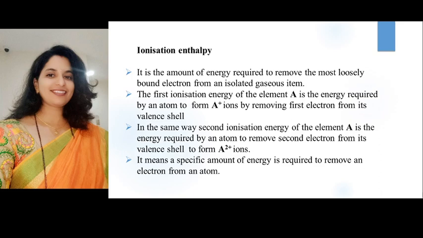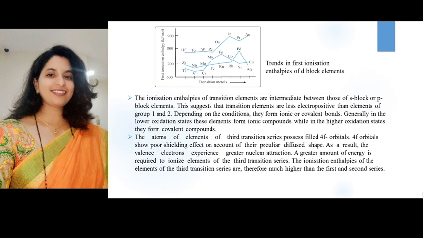In the same way, the second ionization energy of the element A is the energy required by an atom to remove the second electron from its valence shell to form A2+ ions. It means a specific amount of energy is required to remove an electron from an atom. Look at the trend in first ionization enthalpies of d block elements.